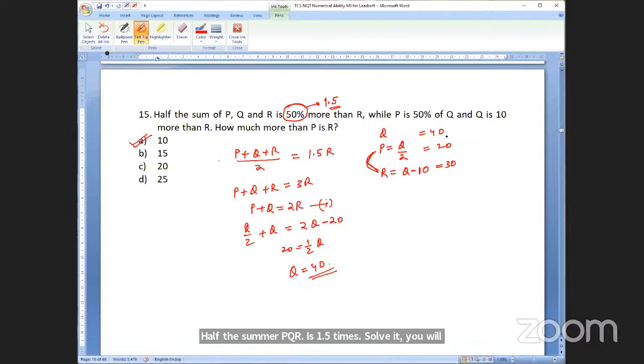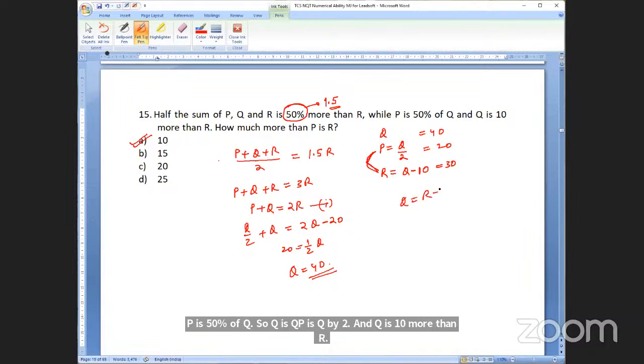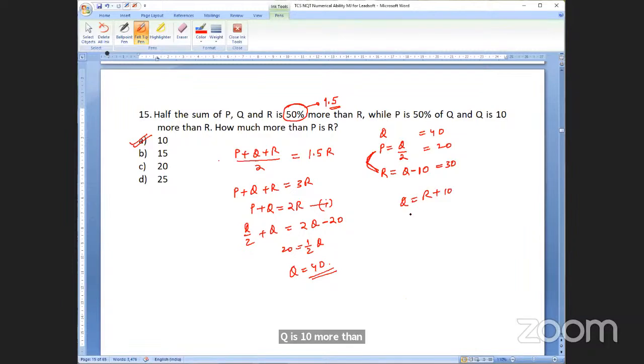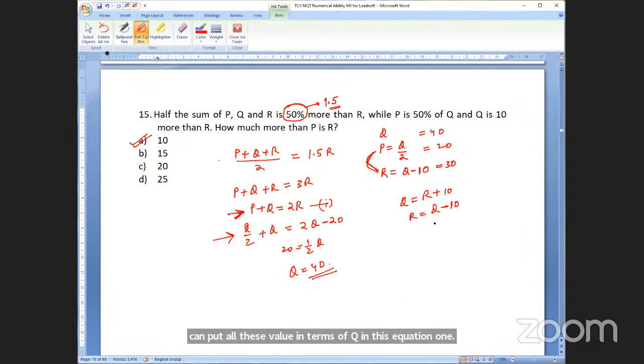Now P is 50% of Q. So Q is Q, P is Q by 2. And Q is 10 more than R. That means R is Q minus 10. Now we can put all these values in terms of Q in this equation 1. P is Q by 2, Q is Q, twice R is 2Q minus 20.